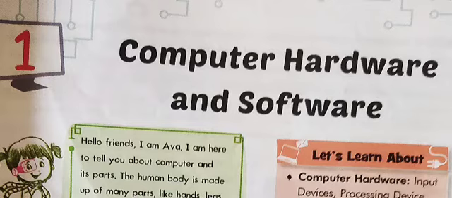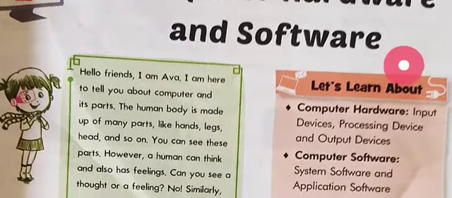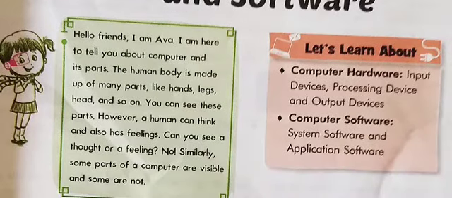So today I am going to explain the topic computer hardware and software. It is a revision explanation video. Today we will do the revision of chapter 1, that is computer hardware and software. In computer hardware and software we will study some computer hardware and software. In computer hardware there are input devices, processing devices and output devices. In computer software there is system software and application software. These are the topics on which we are going to do the revision.